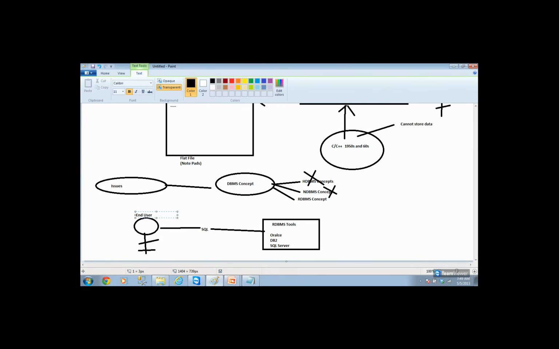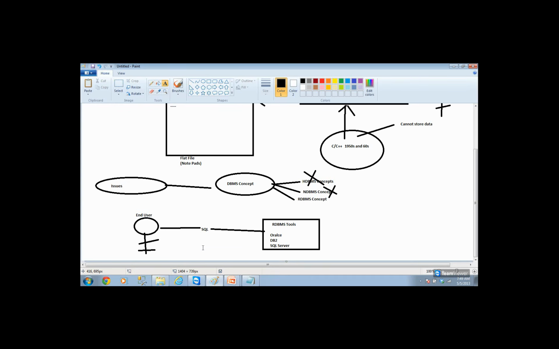End user, how do I communicate? How do I perform activities with these systems? For example, I am teaching you in English. Now how do you give a command to the SQL Server? You have to follow a language called SQL, structured query language. This language is implemented in all these tools. That means Oracle can understand SQL, DB2 can understand SQL, and SQL Server can also understand SQL.